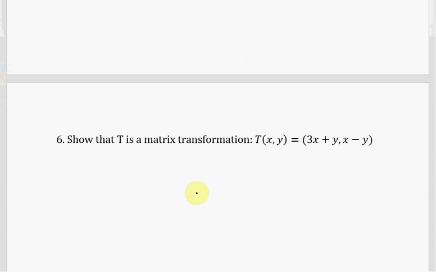Yes, sir. Could it be that if T represents a matrix and you multiply it by X, Y, you get the answer in terms of X and Y?